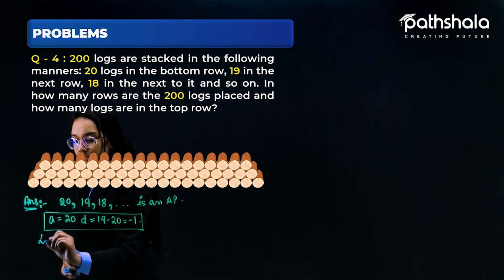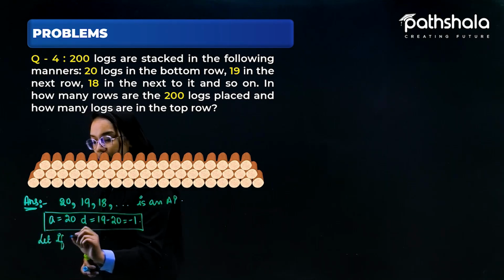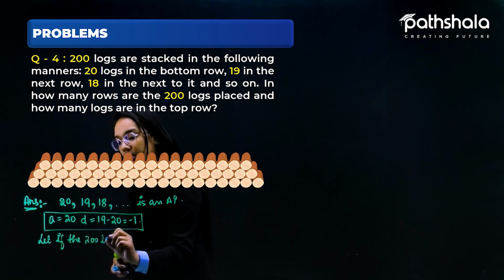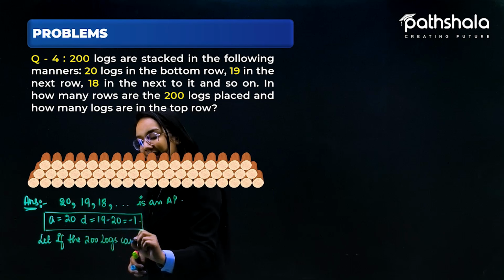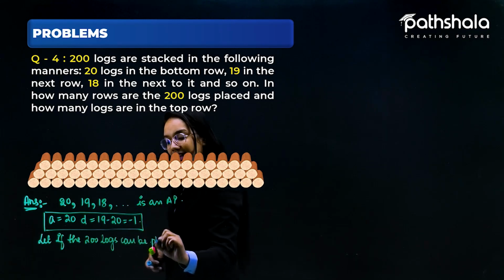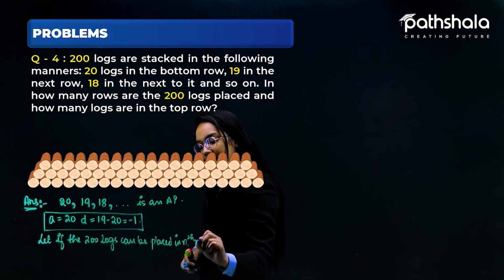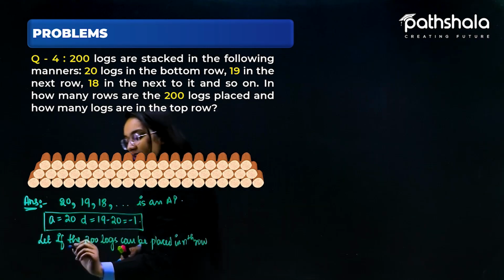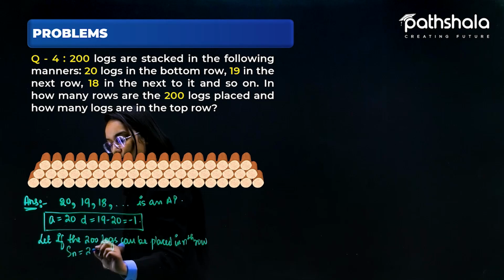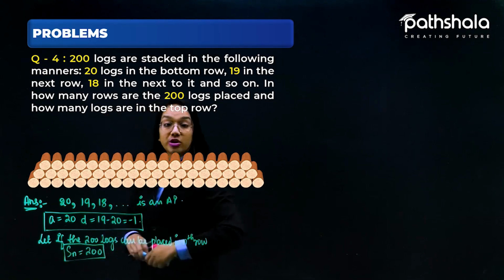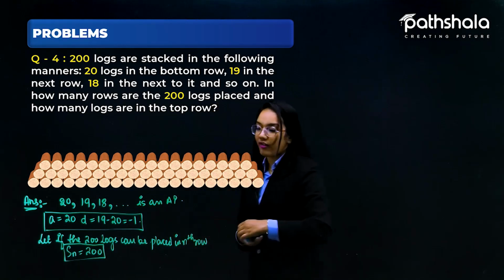Now let the 200 logs be placed in n rows. So we can represent it as Sn is equal to 200. We can represent it in this formation. So we just have to find out the value of n first.